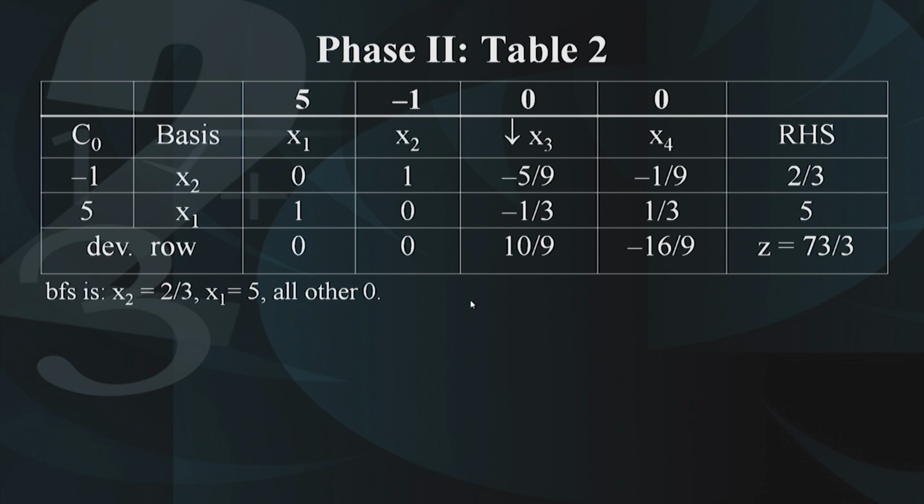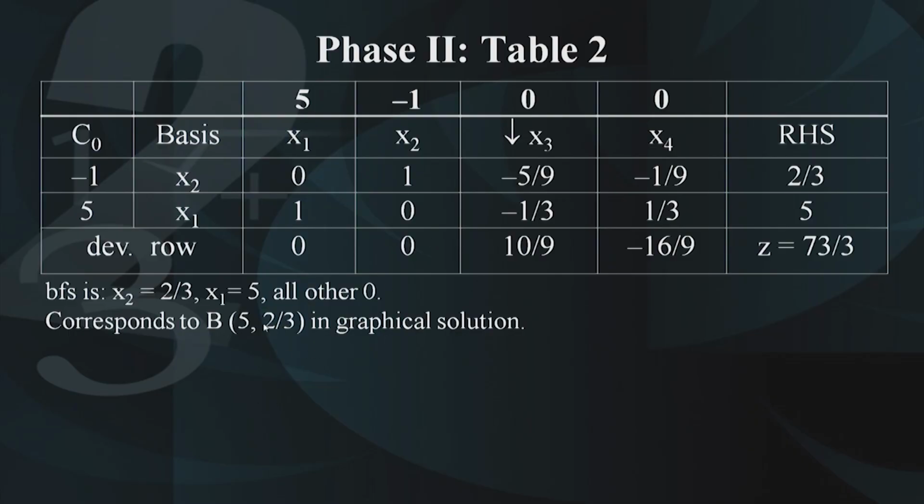The BFS at this stage is nothing but x2 is equal to 2 by 3 and x1 is equal to 5 and all others zeros. Now, you will observe that this particular point 5 comma 2 by 3 is nothing but the point corresponding to B in our graphical solution. So, B is the point 5 comma 2 by 3. This is the point in the graphical solution that we have seen.